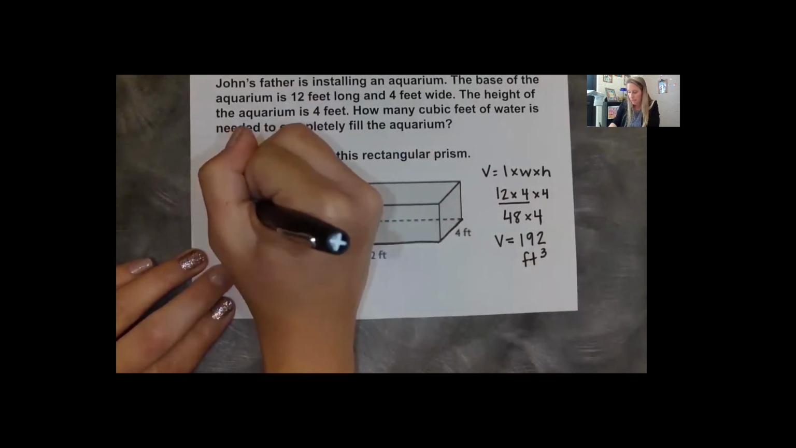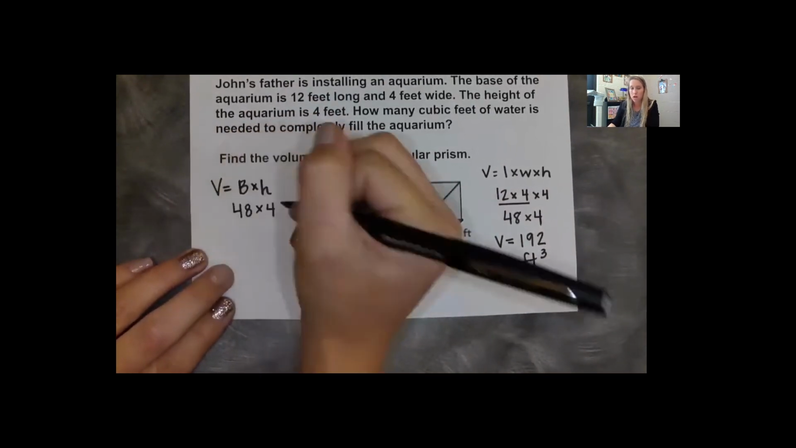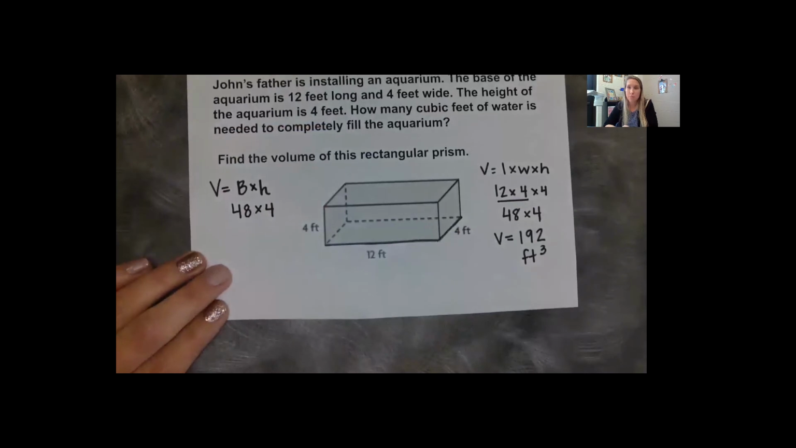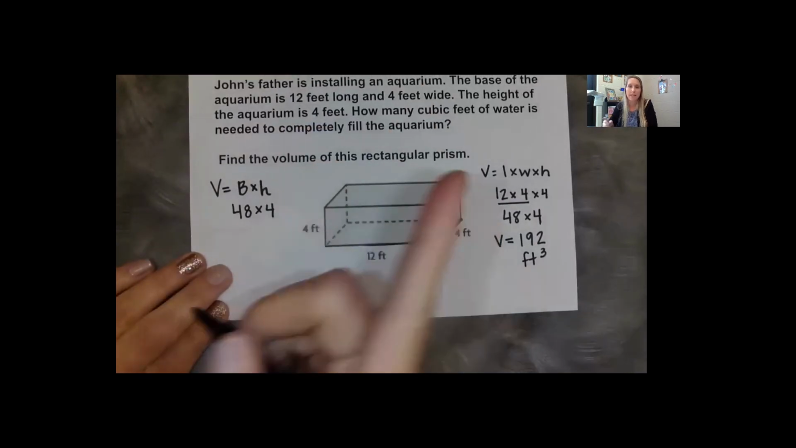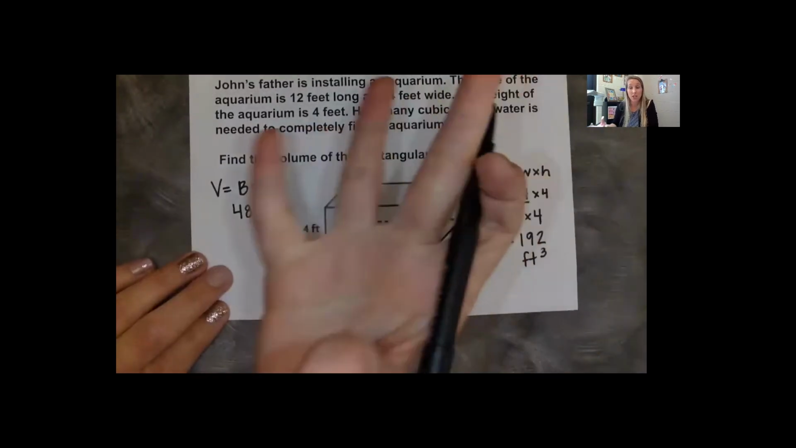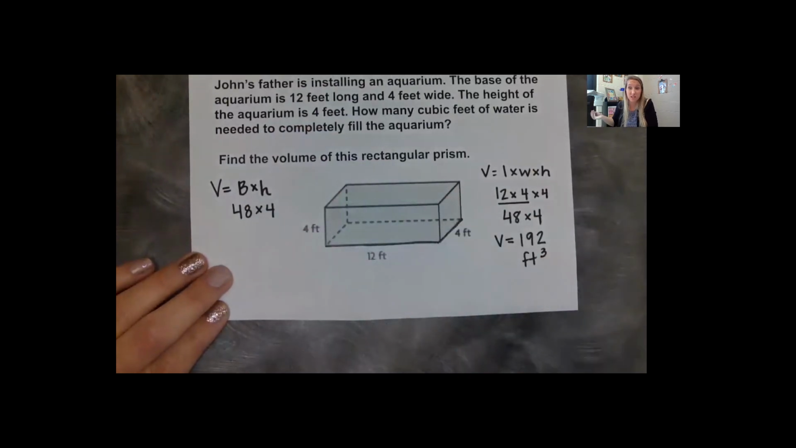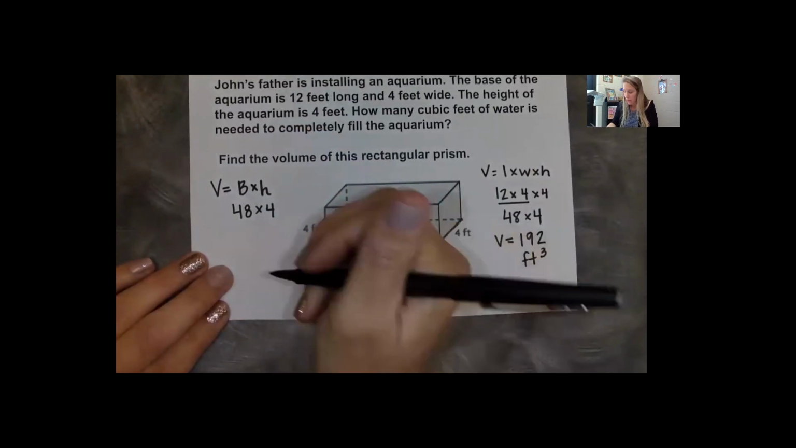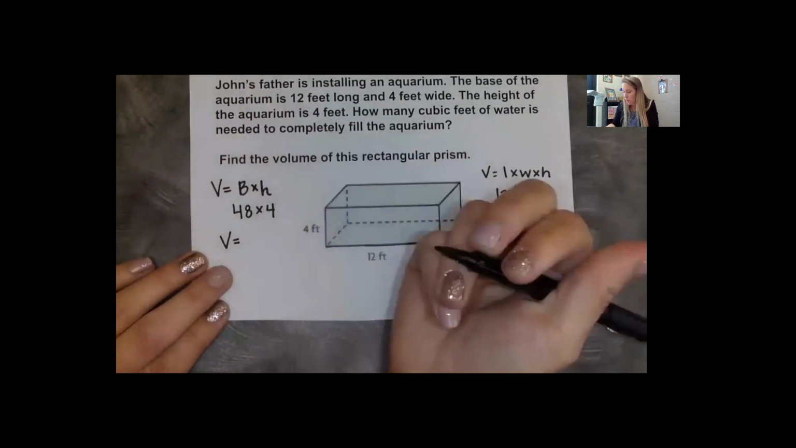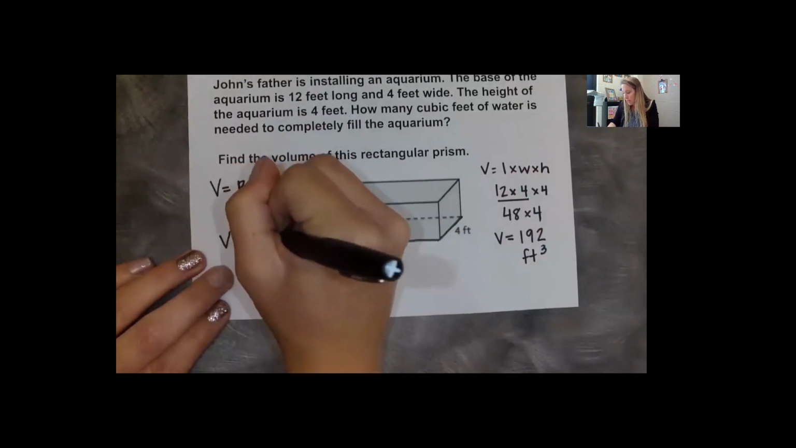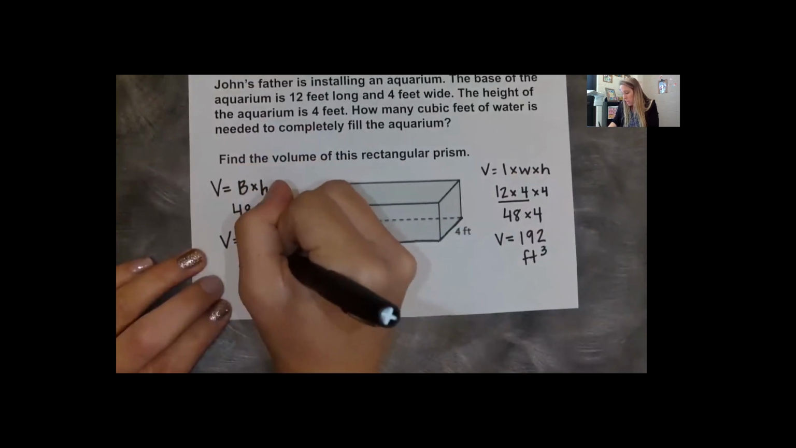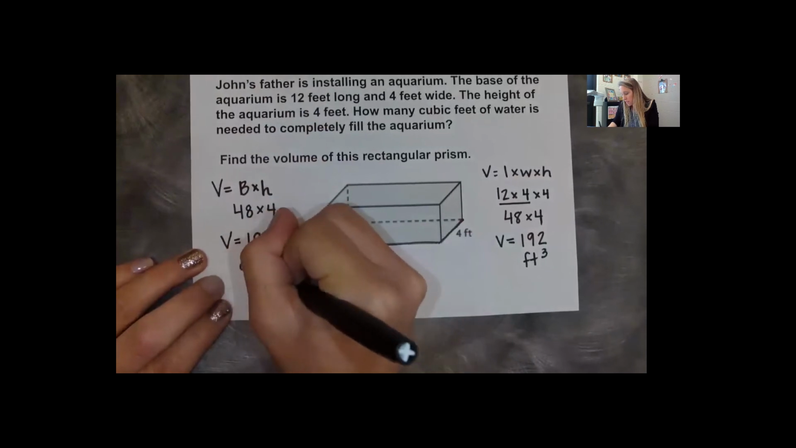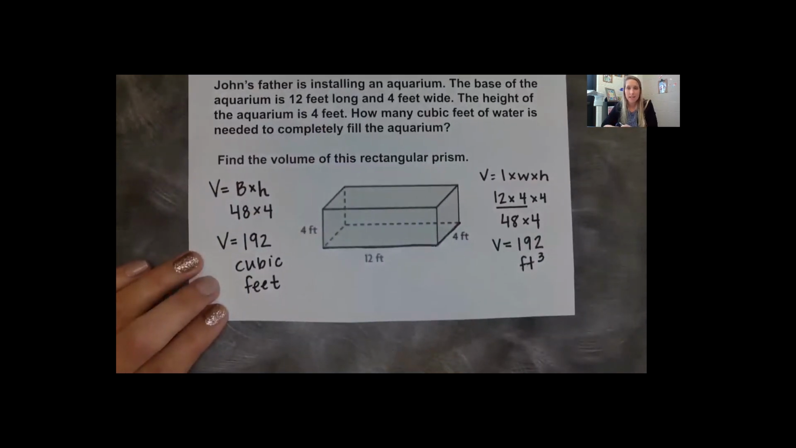And so when I multiply the length and the width, 48 is my base area. So we also could have said 48 times 4, which would have given us the same product or the same volume as this other formula because they're connected. Length and width does give me the base area. And so the volume, once again, is 192 cubic feet. Excellent work.